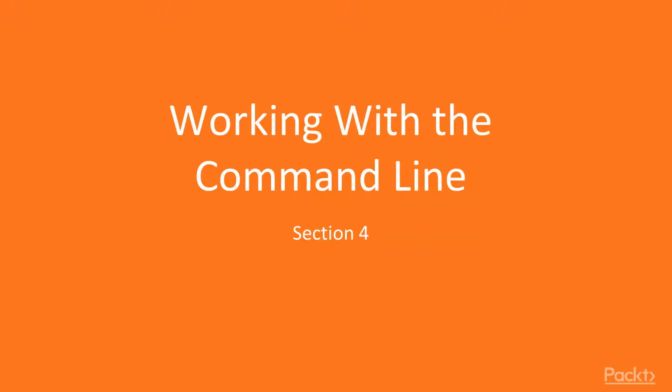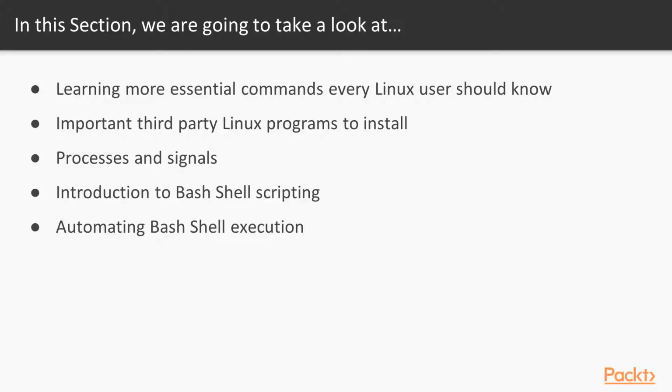This is section 4, working with the command line. We start this section by learning more fundamental commands every Linux power user should know. Then we will learn how to install other important third-party Linux programs. Next, we will learn about processes and signals, introduce you to bash shell scripting, and finally, we will show you how you can automate the execution of your bash shell scripts.